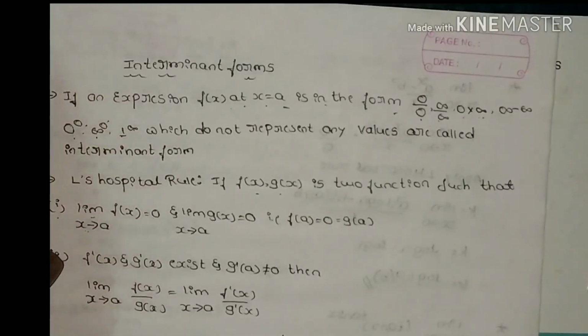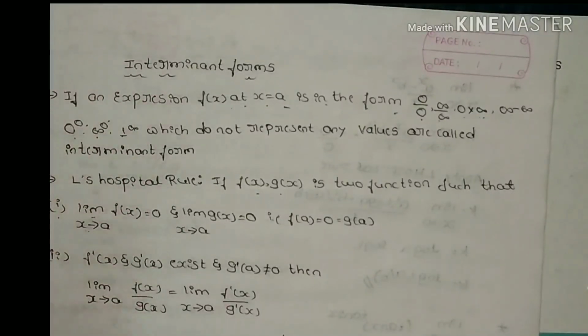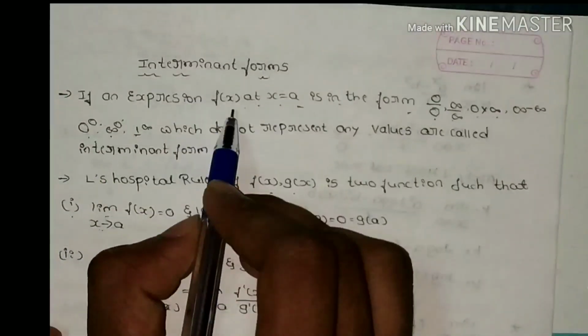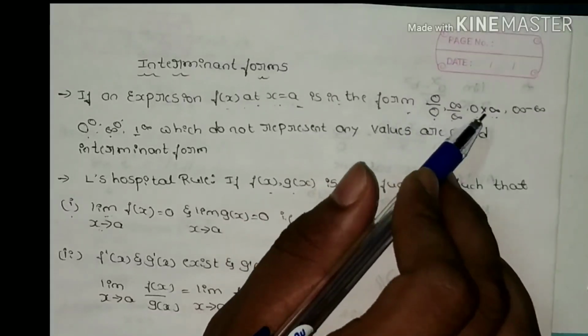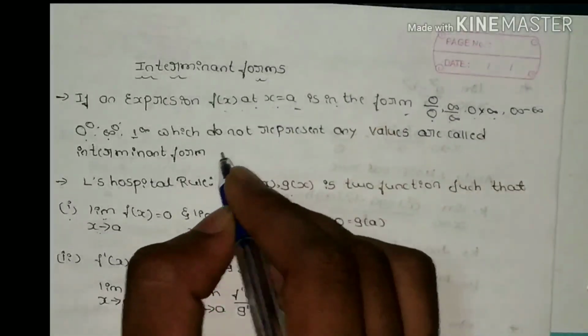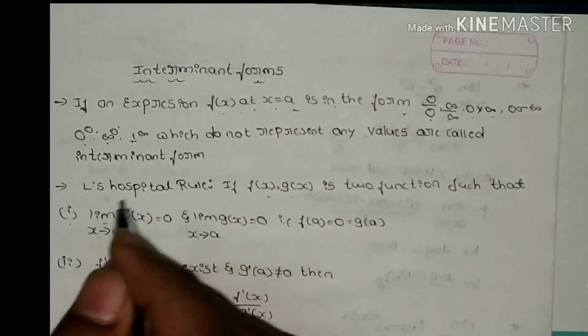So today's topic is indeterminate forms. Let's see the theory of indeterminate forms, then we will go to solving numerical problems. If an expression f of x at x is equal to a is in the form of 0 by 0, infinity by infinity, 0 into infinity, etc., which do not represent any values, they are called indeterminate forms.